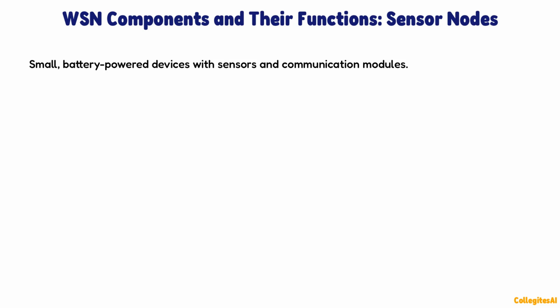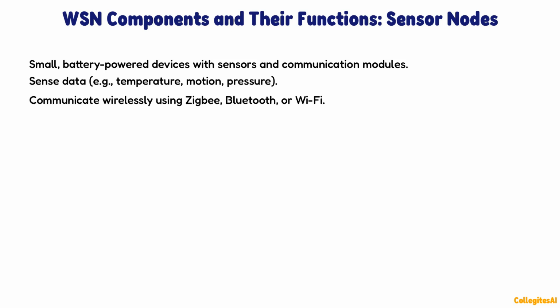These are small battery-powered devices equipped with sensors to detect various parameters like temperature, motion, and pressure. They communicate wirelessly using technologies like Zigbee, Bluetooth, or Wi-Fi, enabling them to transmit the sensed data.